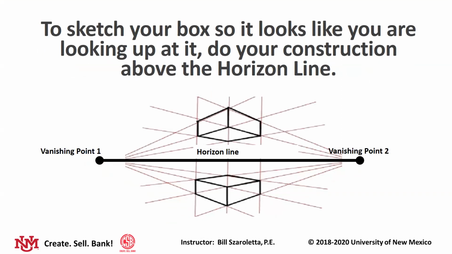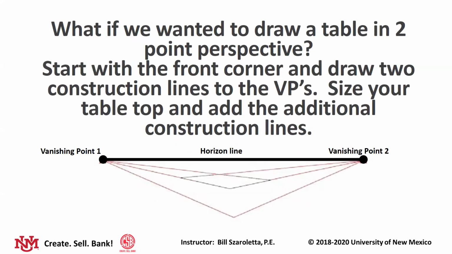Now, if we sketched our first line up here, notice that we went to vanishing point 1 and vanishing point 2, we would see the bottom, then the right front and the left front edges of the box. We wouldn't see the top anymore. And if we put it right on the horizon line, we wouldn't see the top or the bottom. We would just see the left and the right side. But that's something you guys can do.